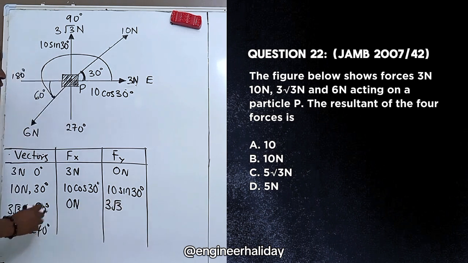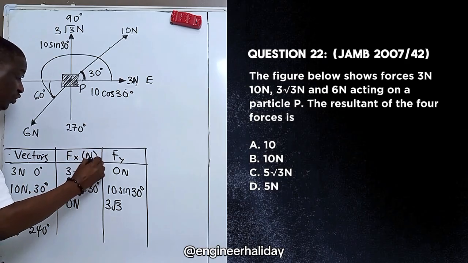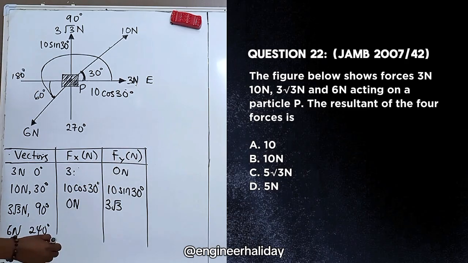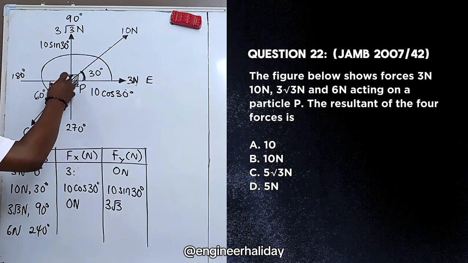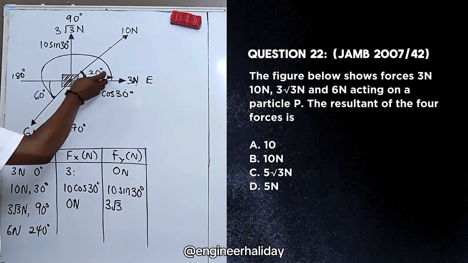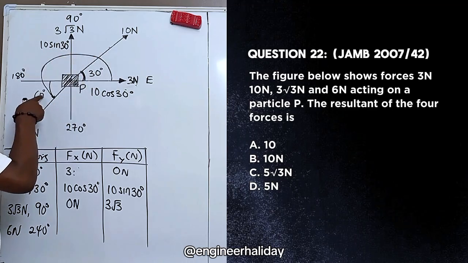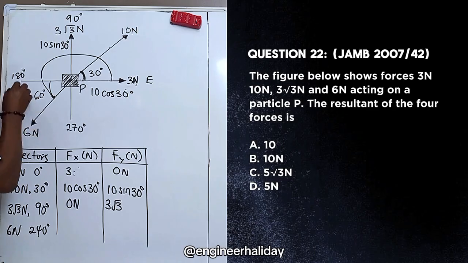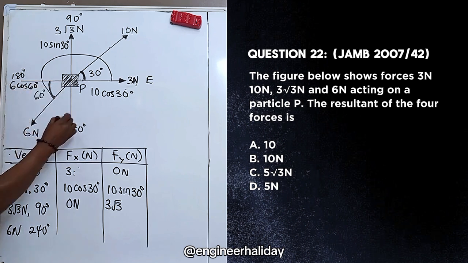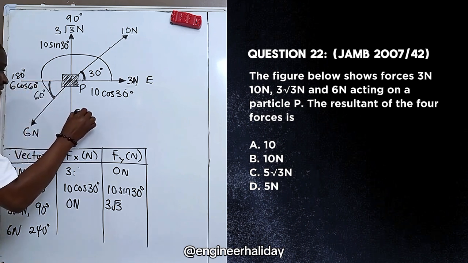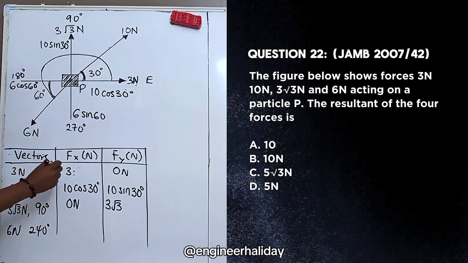Another thing you must understand is that these are measured in Newton. Now when we have this one, we can use 240, and we can also use 60. If you are using 60, here will be 6 cos 60 degree for the x-axis, and here 6 sin 60 degree. But in this case, there is a negative component here.